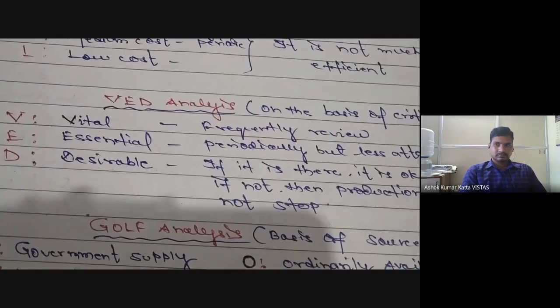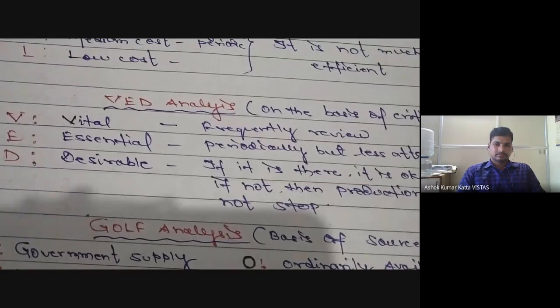components or spare parts. So you have to take care, because sometimes there are some items which cannot be repaired. So you have to take care; much attention is required. So the raw material or components which come under the vital category, you have to review frequently. You have to review again and again because these raw materials and components are very critical for the production process.